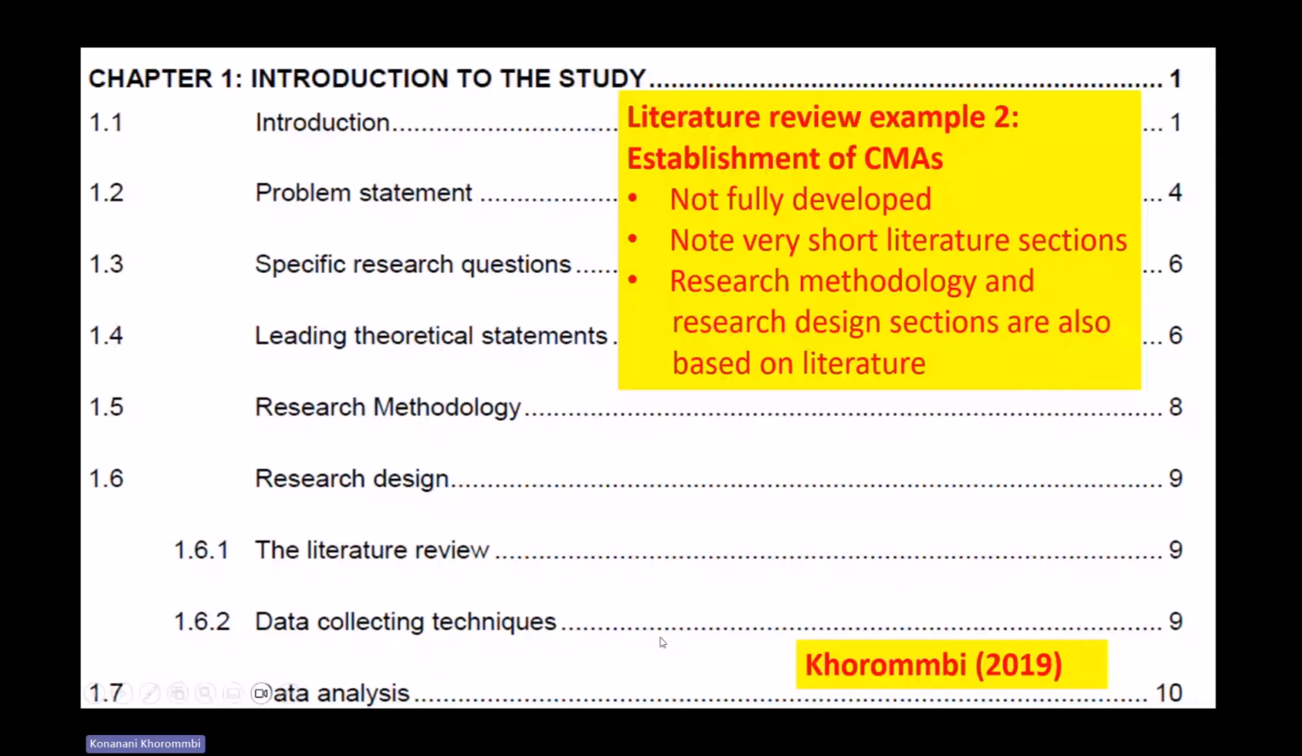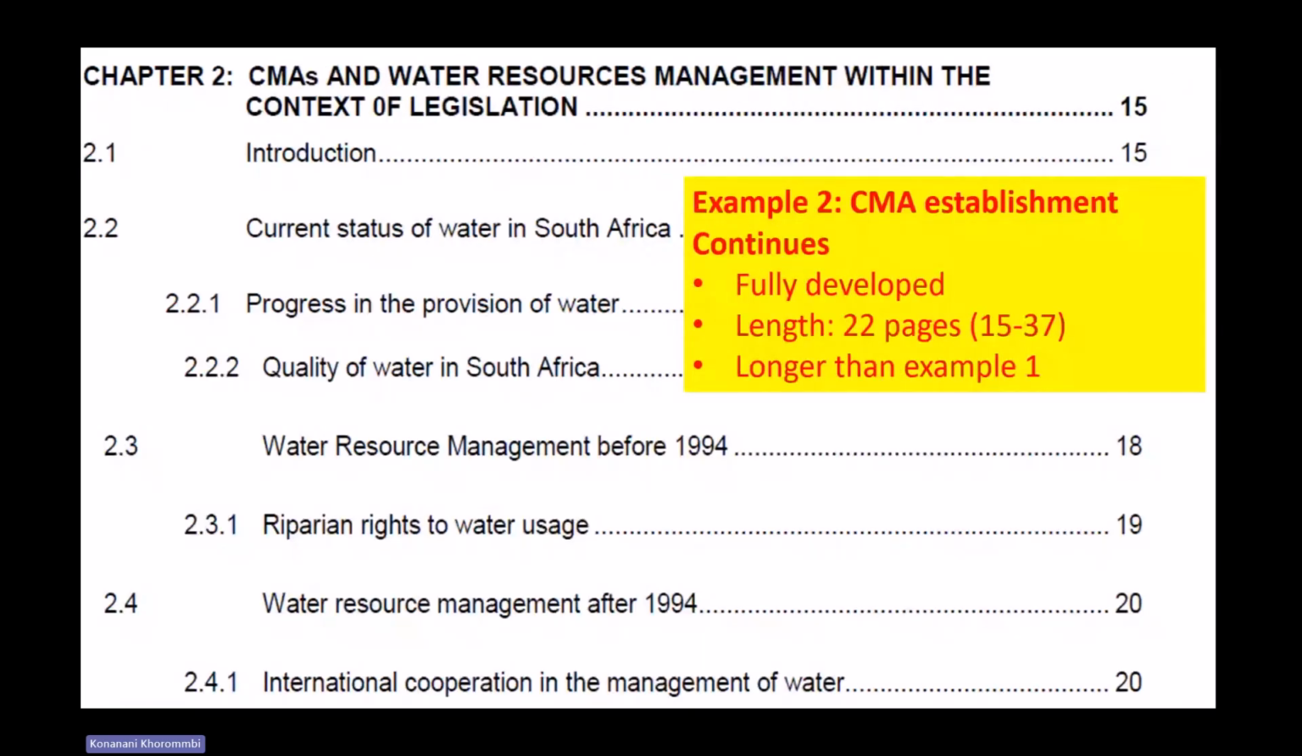But all in all, chapter 1s will not have a lot of literature review, because we always have dedicated sections or chapters that have got literature review. For example, chapter 2 of the CMA establishment project did have a dedicated chapter on literature review. This is fully developed and it's very long. It's the longest chapter that I've written in terms of literature review. It's 22 pages, from page 15 to 37. Earlier on, I indicated that my literature review was 9 pages, from page 9 to page 18. This is longer than the first example.